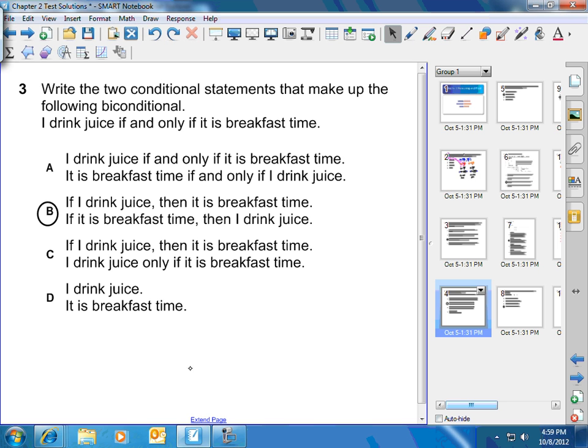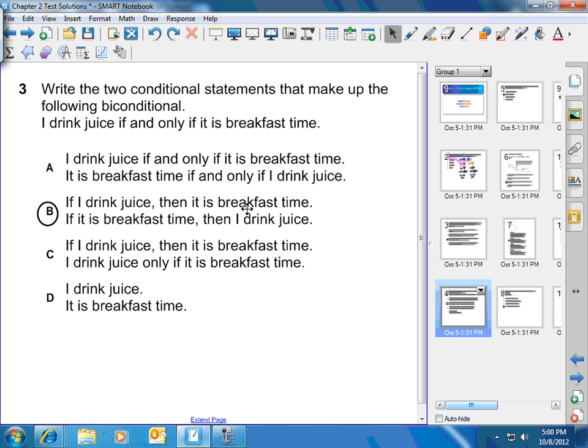Number 3, write the 2 conditional statements that make up the following biconditional. I drink juice if and only if it is breakfast time. So we have 2 statements that we can write in if-then form. If I drink juice, then it is breakfast time.